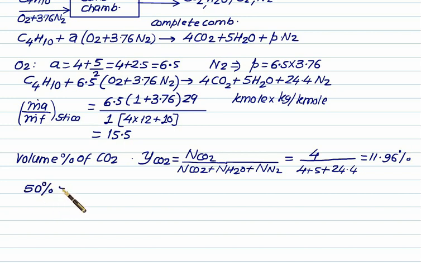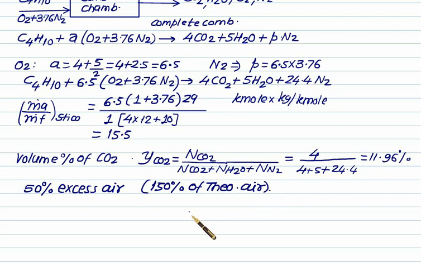50% excess air. We are using 150% of theoretical air. Here we have done this equation and we come to know the theoretical value is 6.5. So the same equation you have to continue here. We have to write this as C4H10.